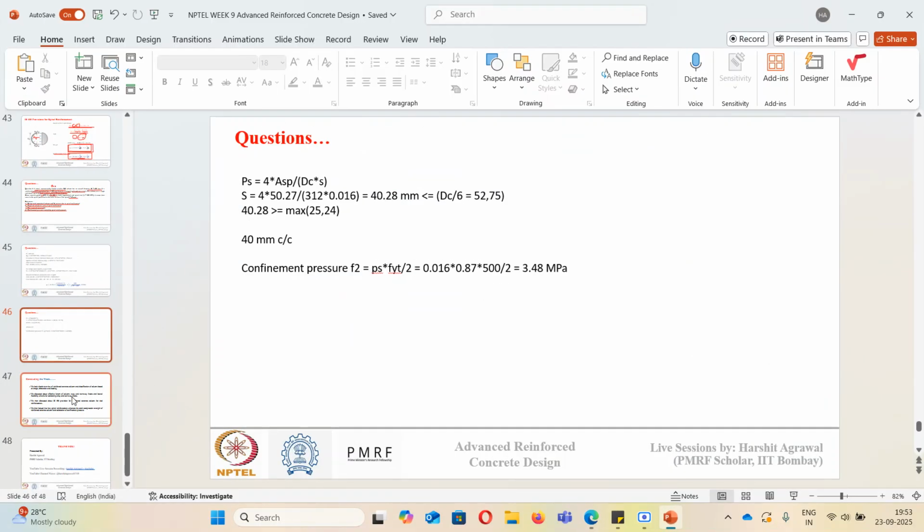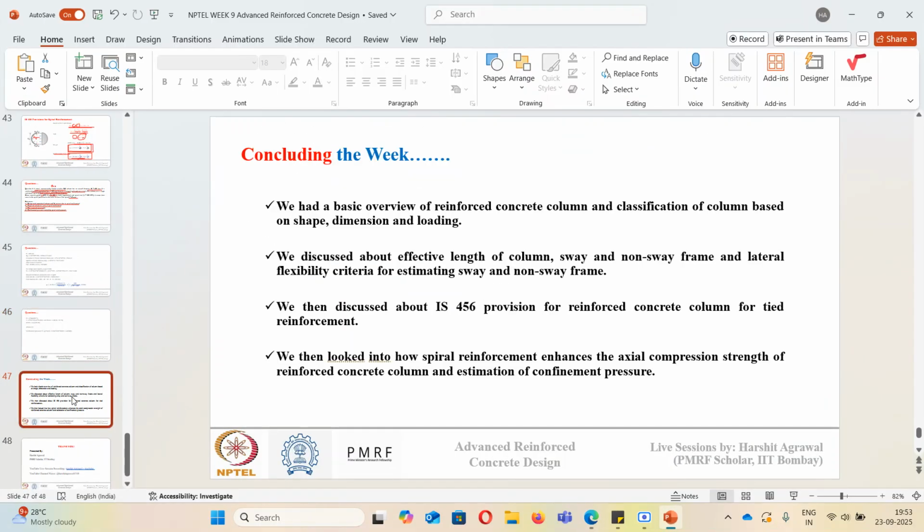Okay, so this was all about today's session. We talked about basic classification of column. We talked about calculation of effective length of column by calculating the stability index. We talked about design of lateral tied columns. We talked about design of spiral reinforced column.